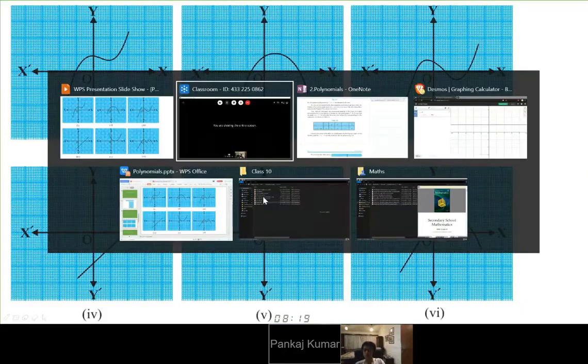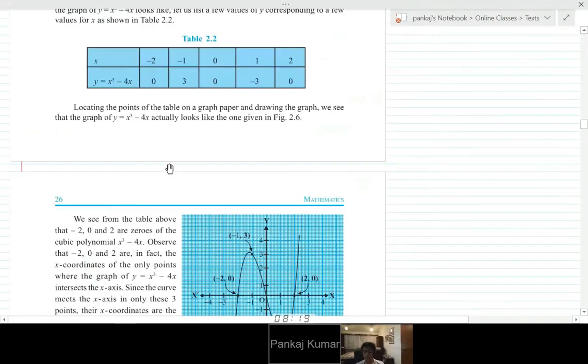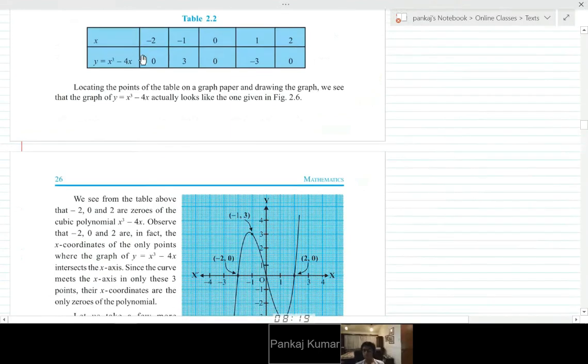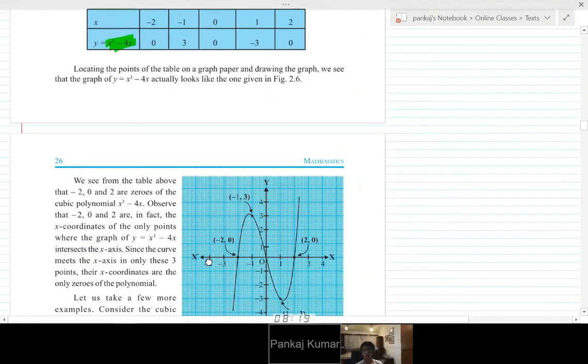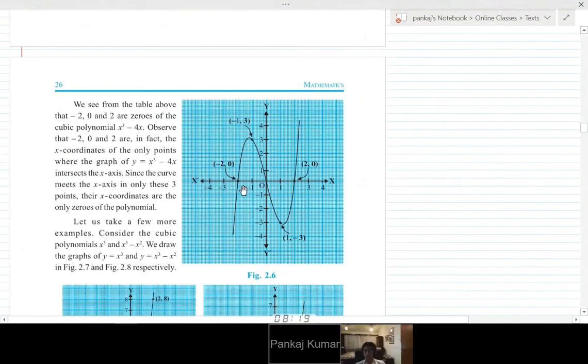So we have the curve, and of course we'll not be plotting this. So x cube minus 4x. This is the graph that we have chosen. Now how many zeros does this have? This is the curve. 3. What are the points? Minus 2 comma 0, 0 comma 0, and 2 comma 0. Great.